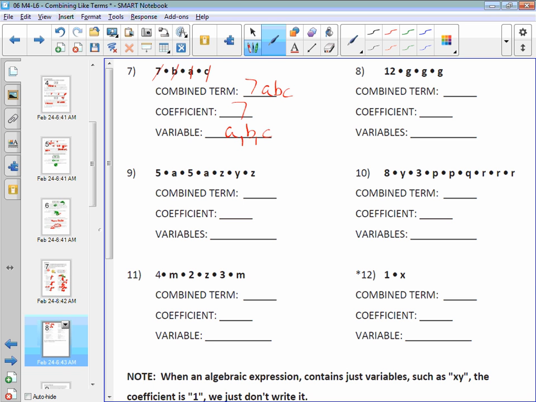Coefficient's 12, but this is where I want to vary my teaching a little bit. Only list the variable once. Because remember, a variable stands for a number, so whatever g is going to be, g is expressed as an exponent. We're not changing the value of g. Whatever we substitute in for g, it's going to be the same when you multiply it all 3 times. There's only one variable, g. Leave it as g. Don't list it 3 times. Okay? So let's look at these.